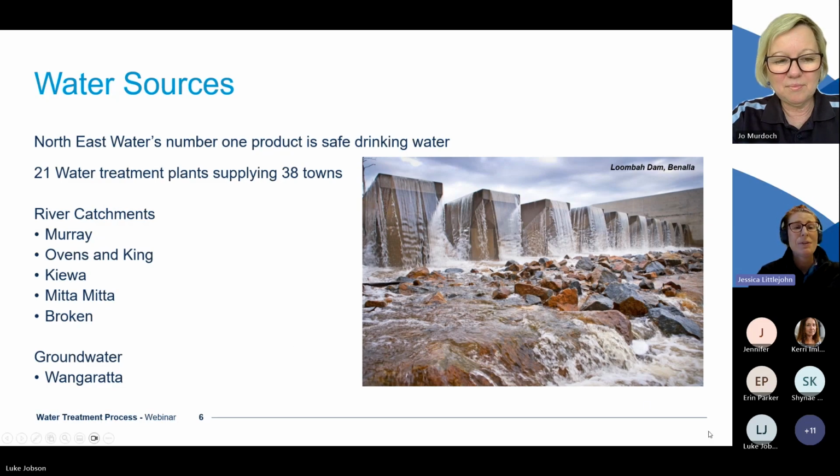So if the demand is very high on a hot day during summer, we can supplement the supply with the groundwater. Or likewise, if the quality of the river water is poor and difficult to treat, we can also swap over to that groundwater source.